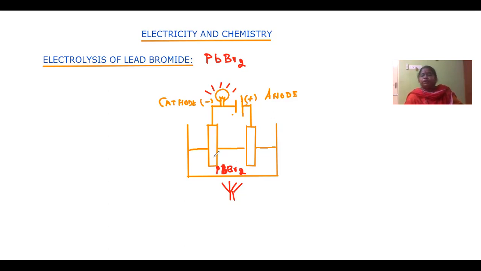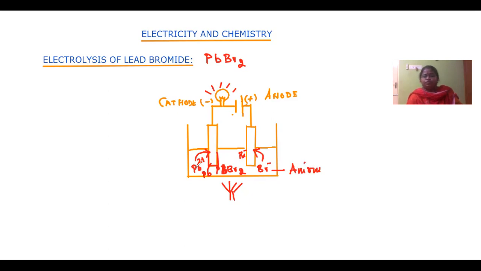So over here, Pb goes as the Pb2+ ion, a cation, and the cation moves towards the cathode. Pb2+ is the cation which moves towards the cathode, and there it gains electrons and settles as lead. What happens to the bromine? The bromide ion, Br-, moves towards the anode because anions move towards the anode.